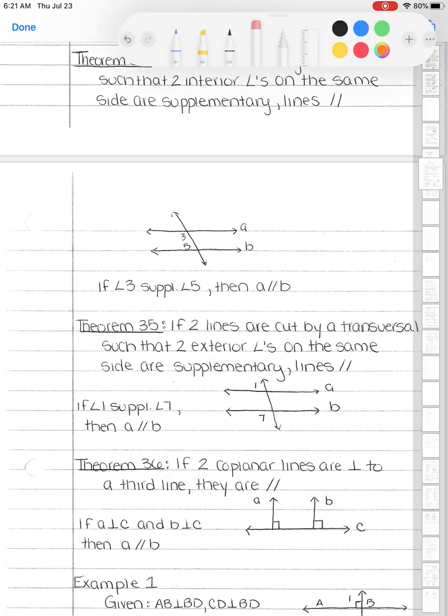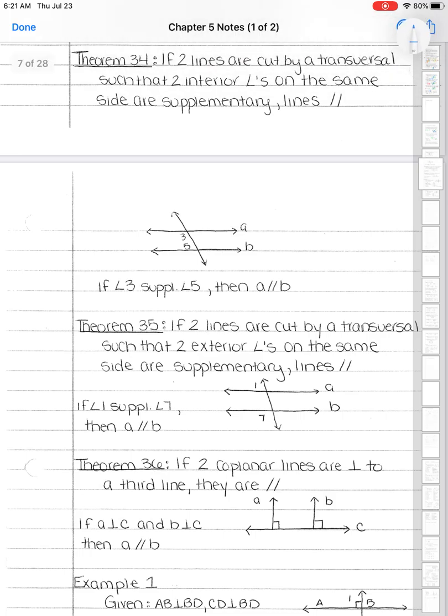For 33, corresponding angles. So again, another pair of congruent angles. So if we say that angle 2 is congruent to angle 6, then we can say that A is parallel to B. Now, if two lines are cut by a transversal such that the two interior angles on the same side are supplementary, then the lines are parallel. So I can't say they're congruent because they're supplementary, so if angle 3 is supplementary to 5, then A is parallel to B.